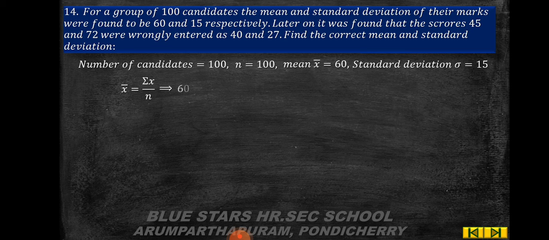So x bar is equal to summation x by n. So 60 is equal to summation x by 100. So 60 into 100 is equal to summation x. So summation x is equal to 6000.